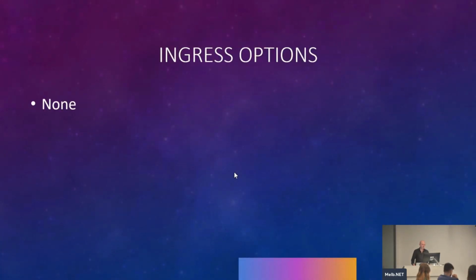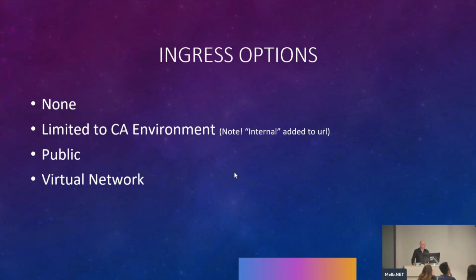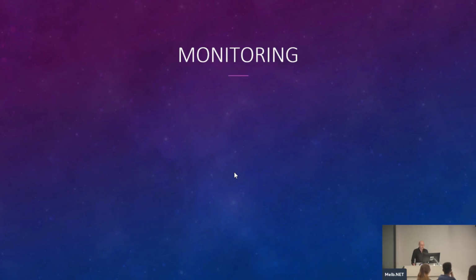Where are we up to? Ingress options. So I've spoken about this. We have the 3 different levels of ingress setting. Hopefully that's all clear. There's also, you can also limit it to within a virtual network, which can be quite useful. And monitoring, we've been through this again.